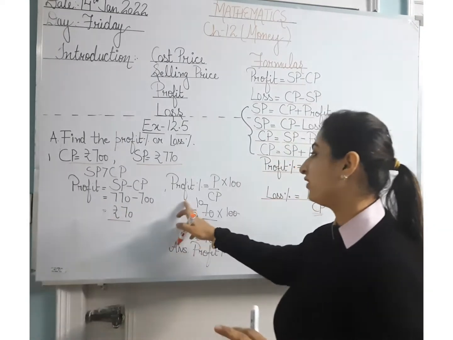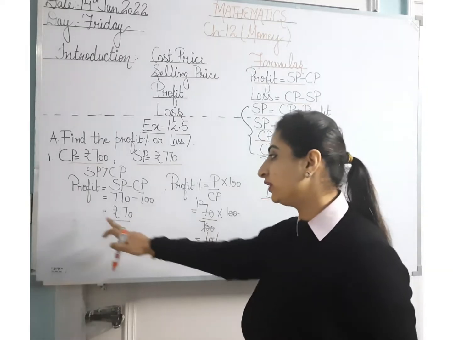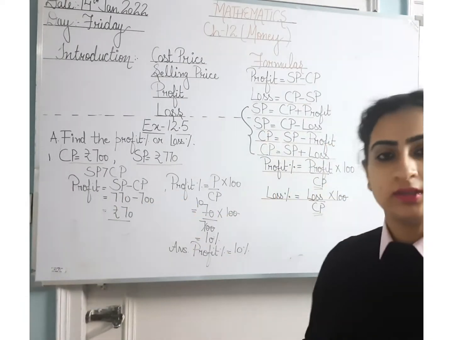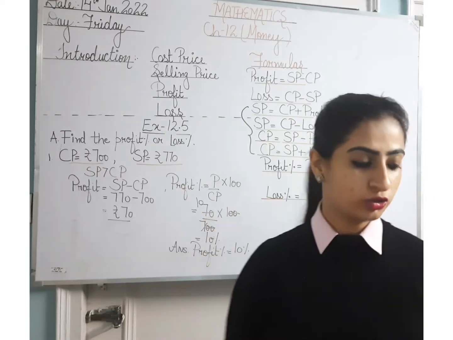Second step, just put the values in the formulas. If it is a profit, that means profit percent. If it is a loss, that means loss percent. Clear? Now you have to try the second question on your own.